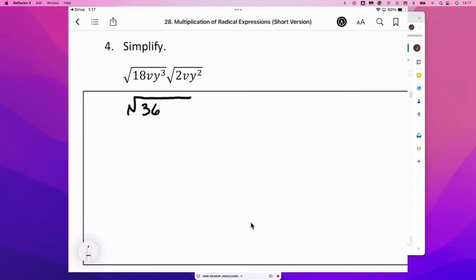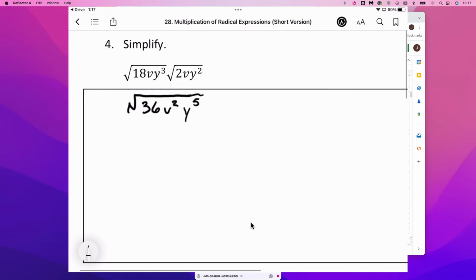So we'll do that. 36, v times v is going to be v to the power of 2. y to the power of 3 times y to the power of 2 is going to be y to the power of 5. Now we need to make sure that all these things are divisible by 2 or have a perfect square root. And so we need to rewrite that y. So 36 times v squared times y to the 4th is what we want because that will divide by 2, and that leaves one more y.